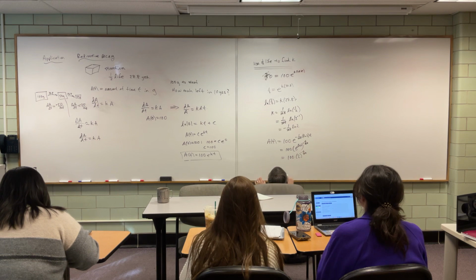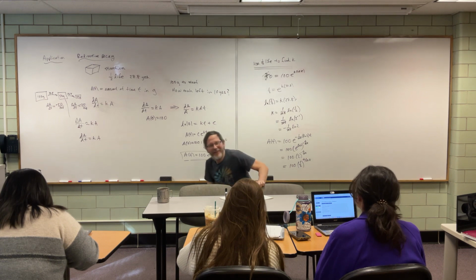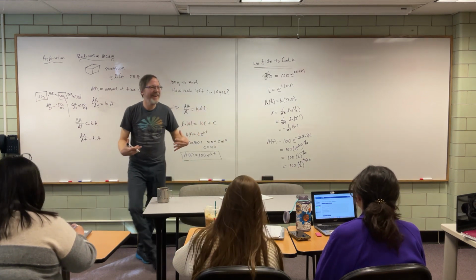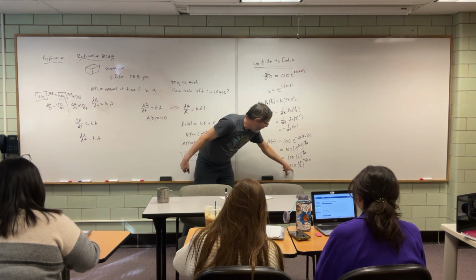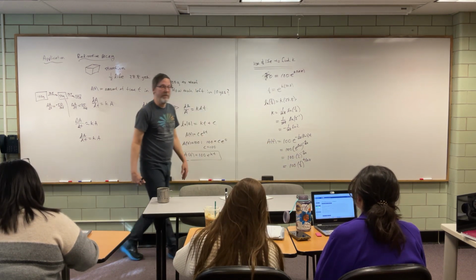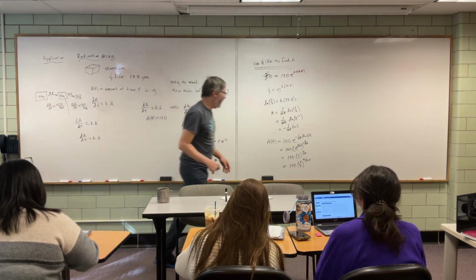And then for the great reveal, this is 100 times 1/2 to the positive t over 28.8. Isn't that cool? Because then it shows like half-life is in here, right? And then when t equals 28.8, I just got 100 times 1/2. Pretty cool. That is true beauty.